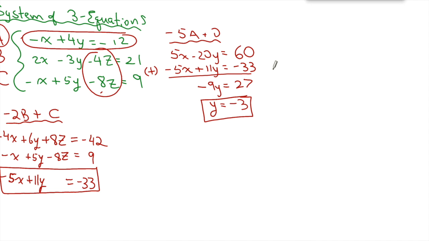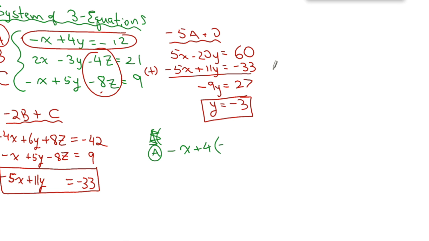Okay. What did you say? You put it back in what? I have y, but if I plugged it into B or C, that leaves me 2 letters left over. There's no point in that. So if I put it into A or D, it's down to 1 letter, X. So I'm going to put it into A. Looking at A, we're going to get negative x plus 4 times 3 minus 12.